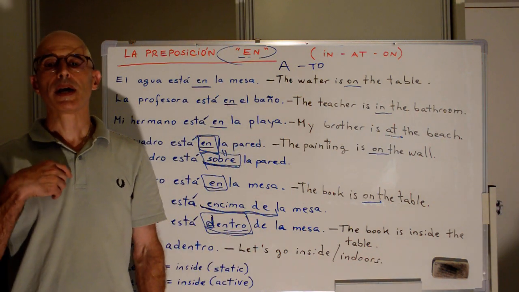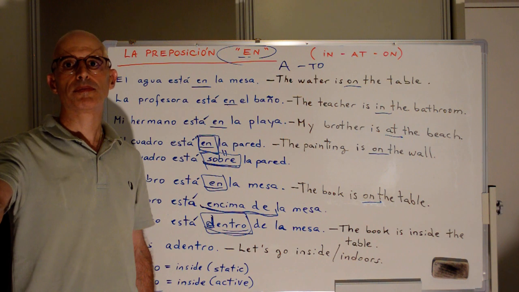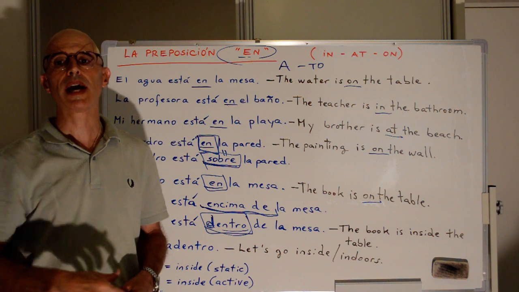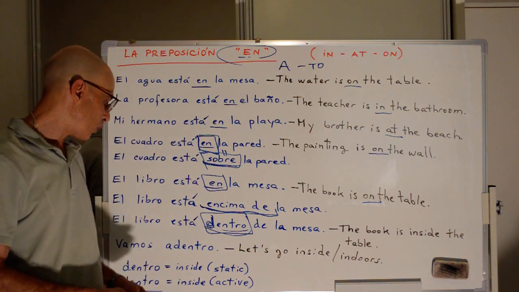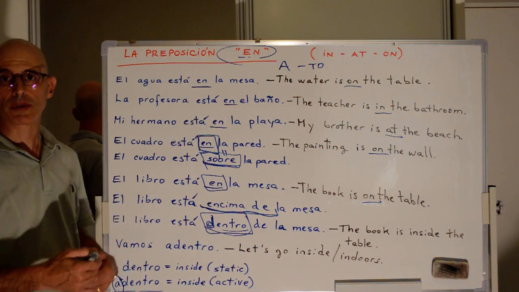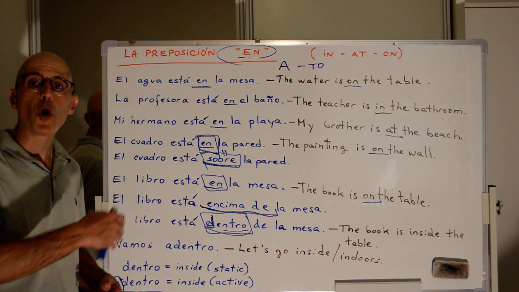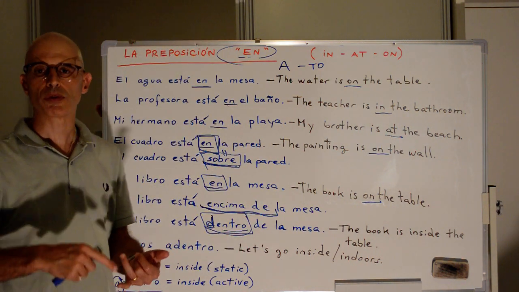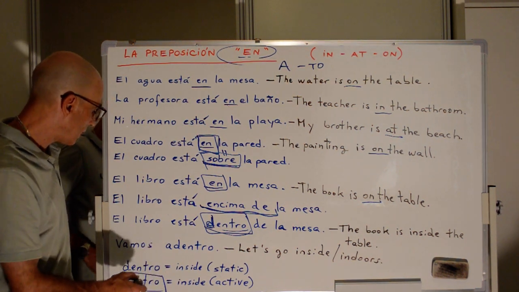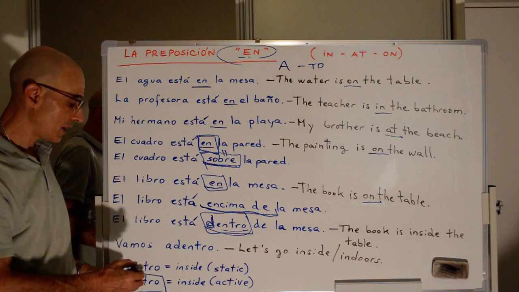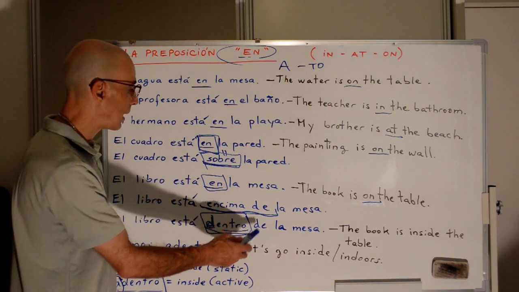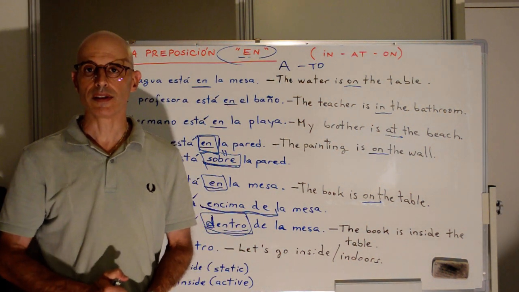But if I want to say, I am going inside, okay? I'm here and I'm going inside, I'm going somewhere else. So that is active, right? So when we want to say something that is changing its position, that it's active, that it's going to the inside of something, either a box or the house or whatever, then we use adentro, okay? While dentro without the preposition a at the beginning is simply inside, static. Like here, el libro está dentro de la mesa. The book is in the table.